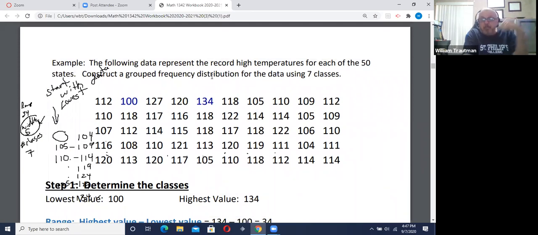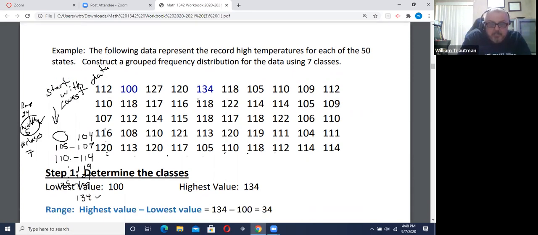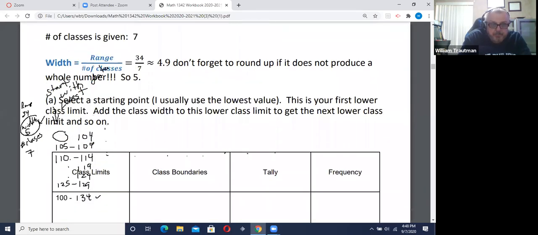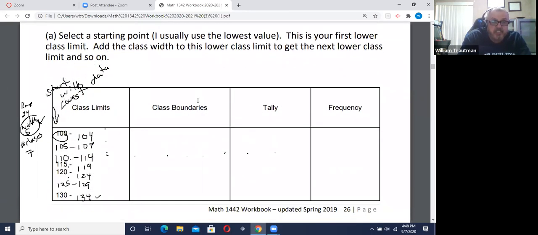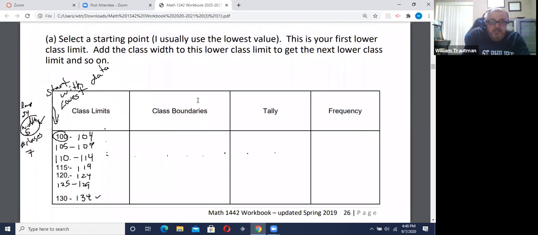Now, that upper class limit for that last one just happens to be the same as the highest piece of data, but it doesn't have to be. But the highest piece of data has to fit into that last limit. So that's important, and it does. In other words, it's exhaustive. All the data fits in.